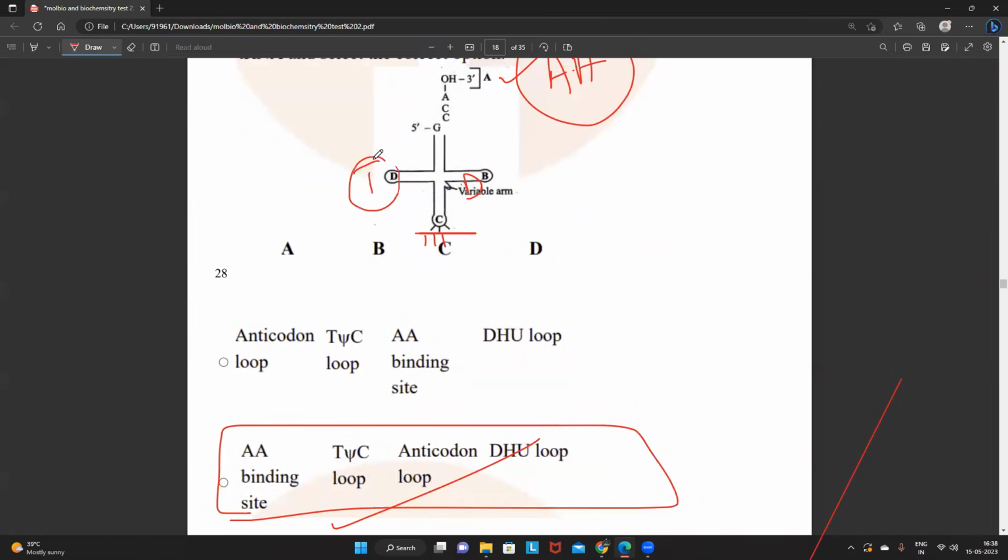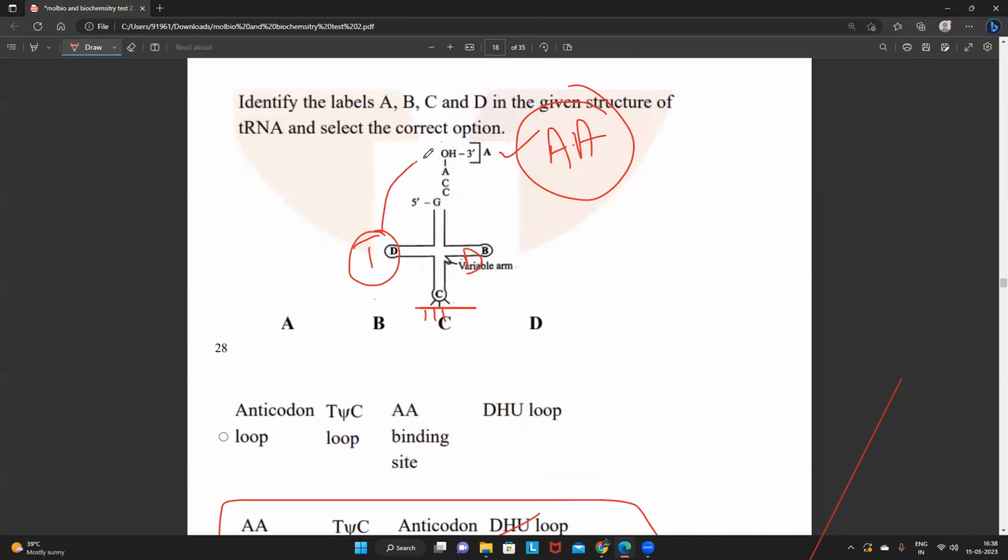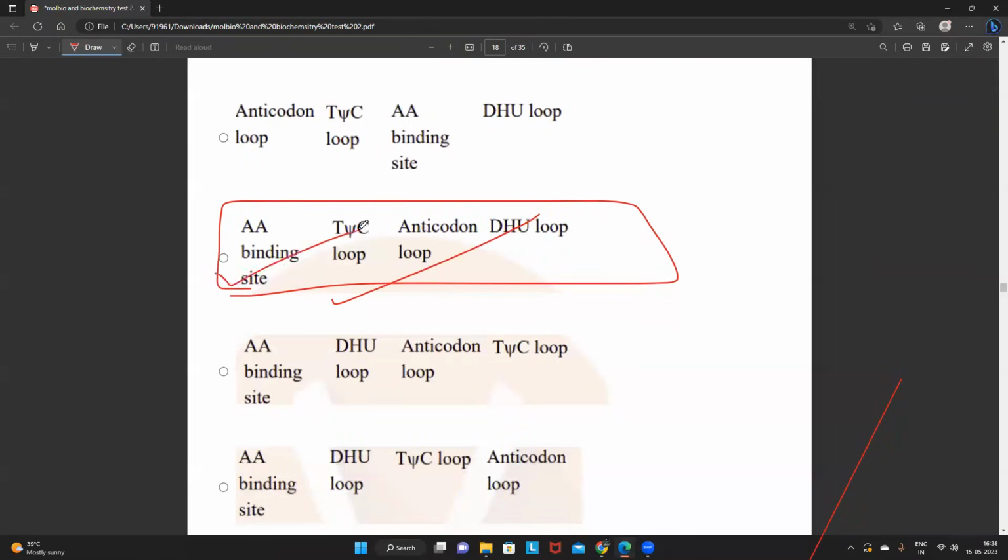What did I tell you? The T loop will help the 3' hydroxyl group to associate with the amino acid. And what did I tell you about the D loop? The D loop helps the anticodon to associate with the codon. Simple. Hence the correct answer is B.